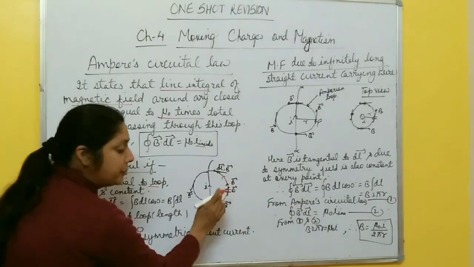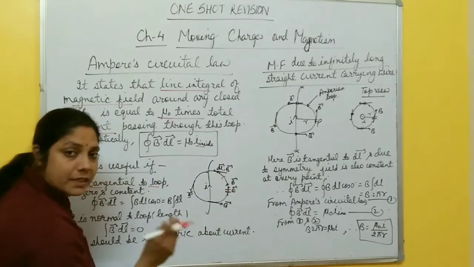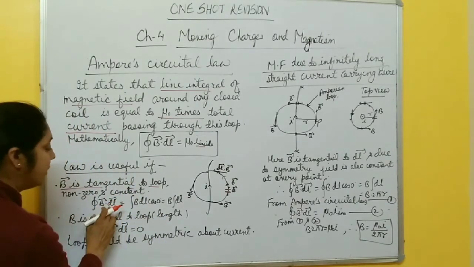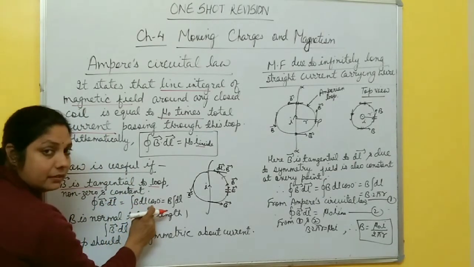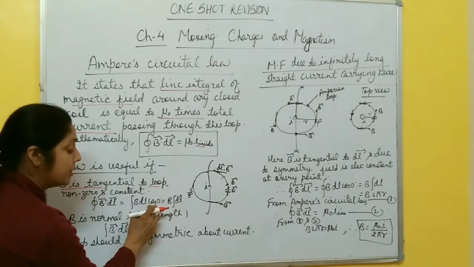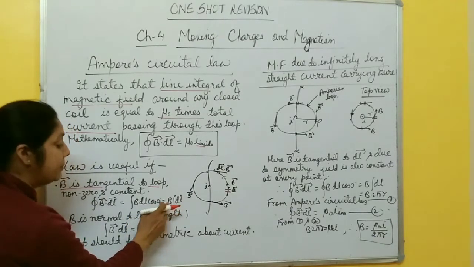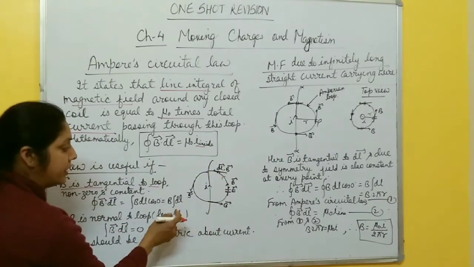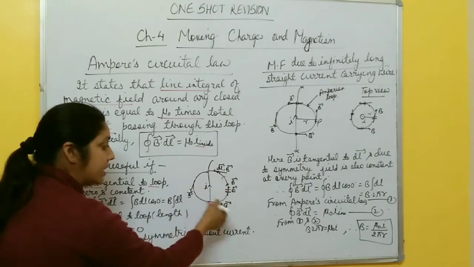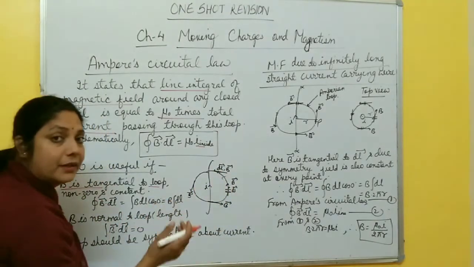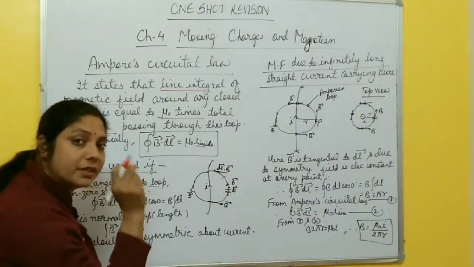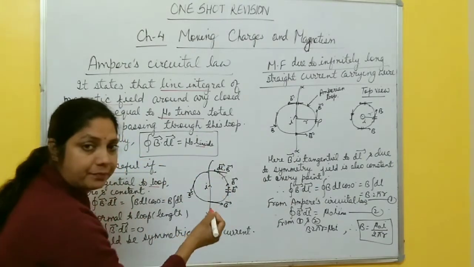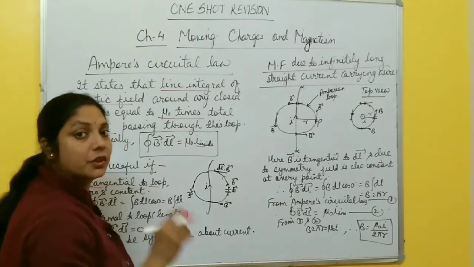B tangential to the loop means B and dl are always along the same line, tangent to the surface. So B dot dl is B dl cos theta, and the angle between B and dl is 0. So cos 0 is 1. So take B outside, as B is constant everywhere on this loop, for simplification. So we have to draw a surface or loop on which the magnetic field is constant at every point, and this closed loop is called an Amperian loop, like the Gaussian surface in Gauss's theorem.